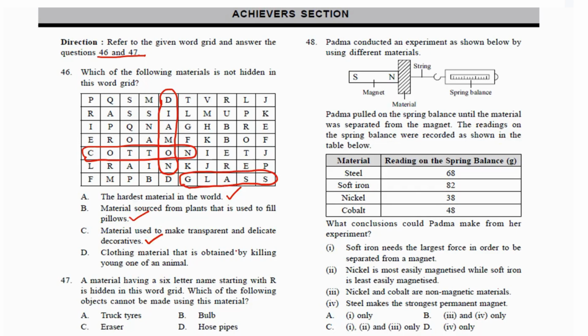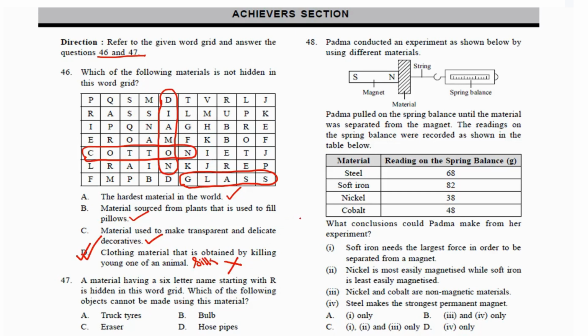Clothing material that is obtained by killing young ones of an animal. So this can be silk. So silk, can we get it here? Silk. No, silk is not there. So D is our correct answer because silk is not present in the word grid.